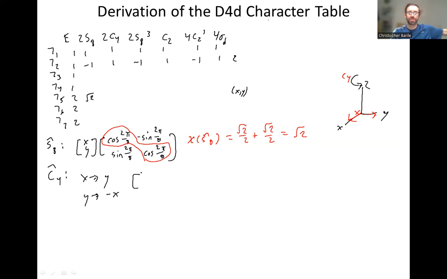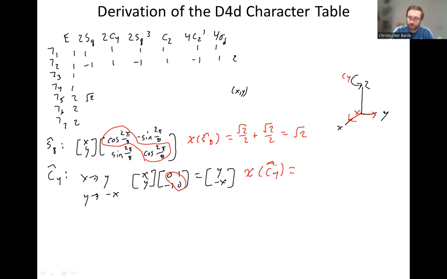And so the 2 by 2 matrix that explains this transformation actually has zeros on the main diagonal, and it's given by 0, 1, negative 1, 0. If you do the matrix multiplication. So you take the trace of this matrix and you get 0 plus 0. And so chi of C4 is equal to 0 plus 0, which equals 0. So up here you get a big old goose egg, 0. Now, next one is S8^3.